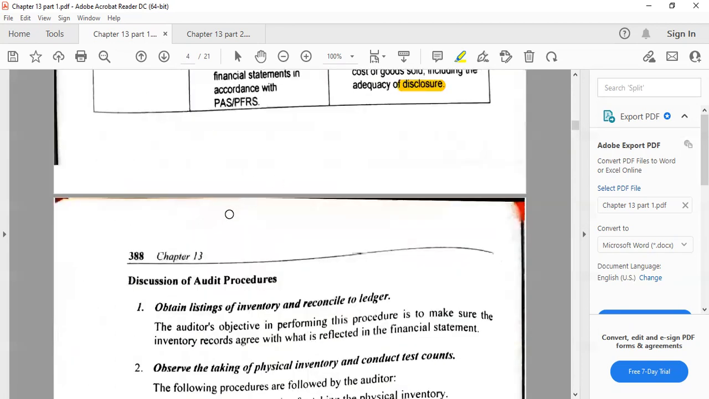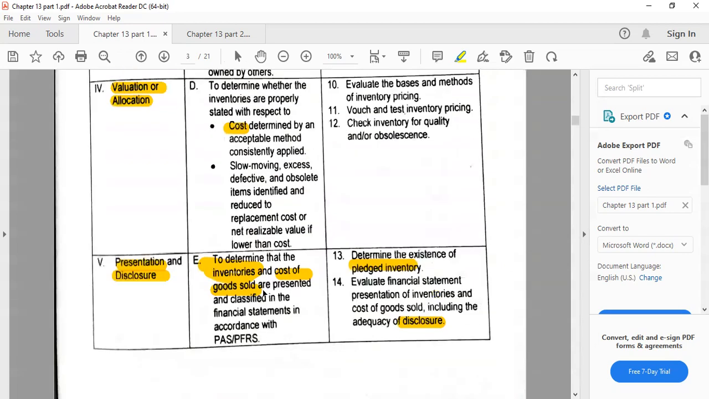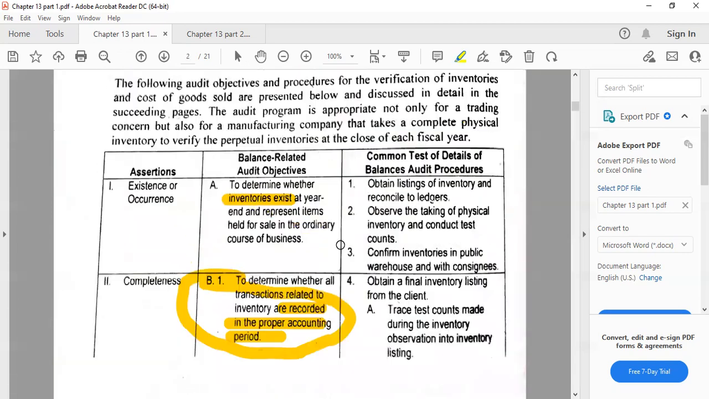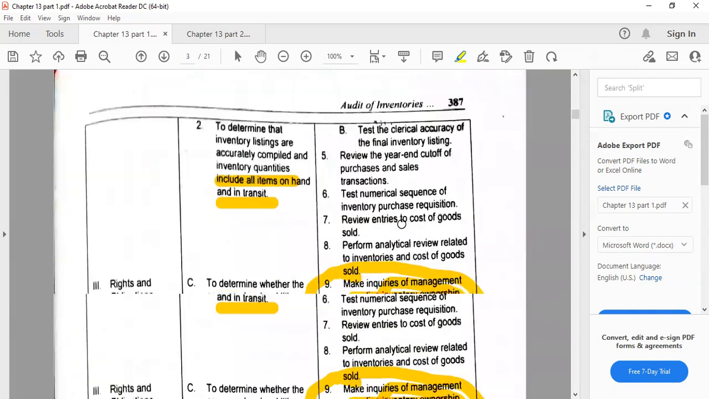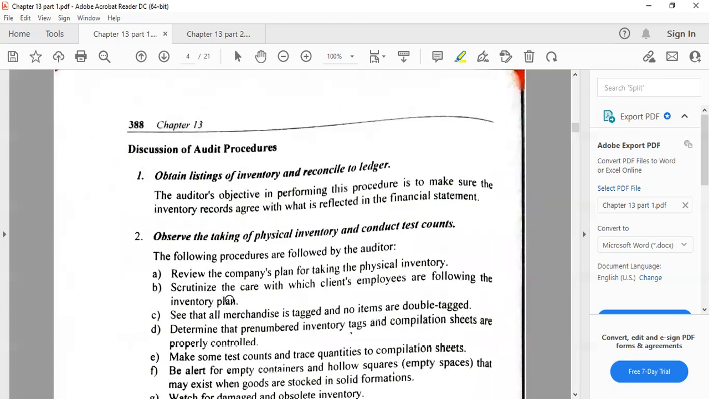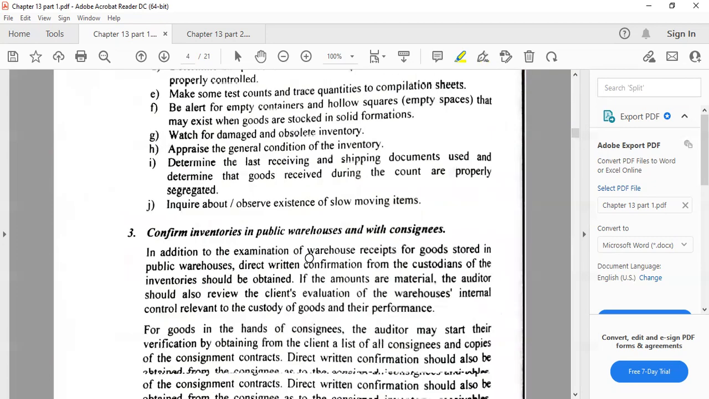Okay, so regarding the discussion of audit procedures, I was actually able to discuss the audit procedures here. So this one is merely a reiteration.